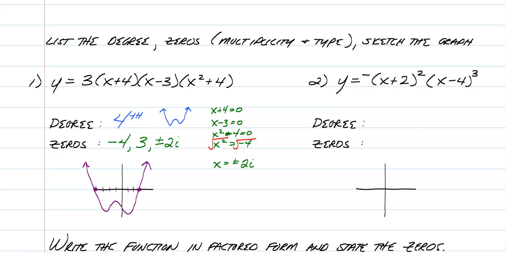You can go type it in if you want. The purpose is to talk about what your zeros are and what their multiplicity is and what it would do in the graph. Okay? So this next one, the degree.